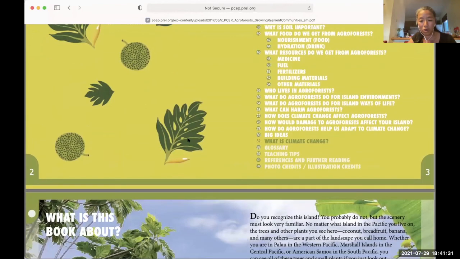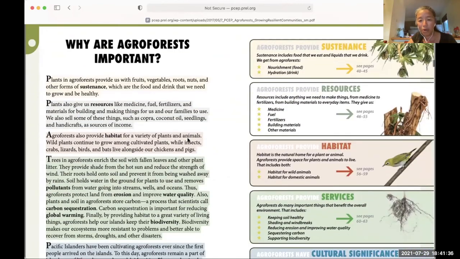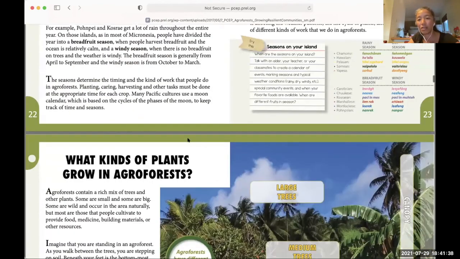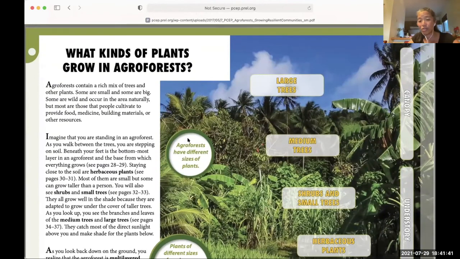I'm going to scroll really quickly to it, but I just wanted to point out, if you are looking to use this for yourself, for your students, what kinds of plants grow in agroforests: large trees, medium trees, shrubs, and small trees.